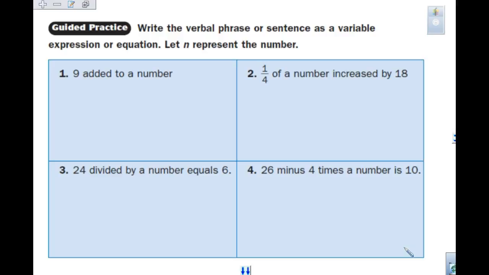So, it says in questions 1, 2, 3, and 4 that you need to write a verbal model or phrase for the variable expression. Let n represent the number. So, right now, I want you using pen to do these.